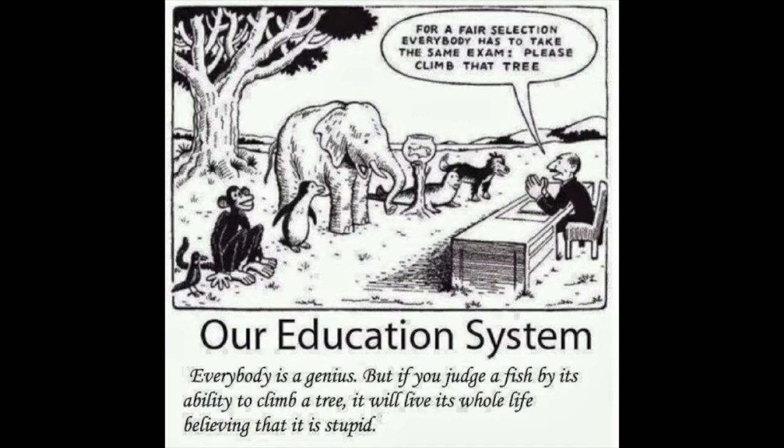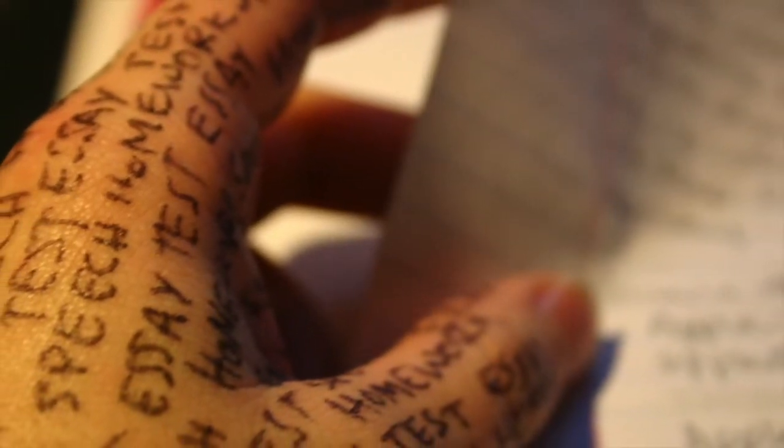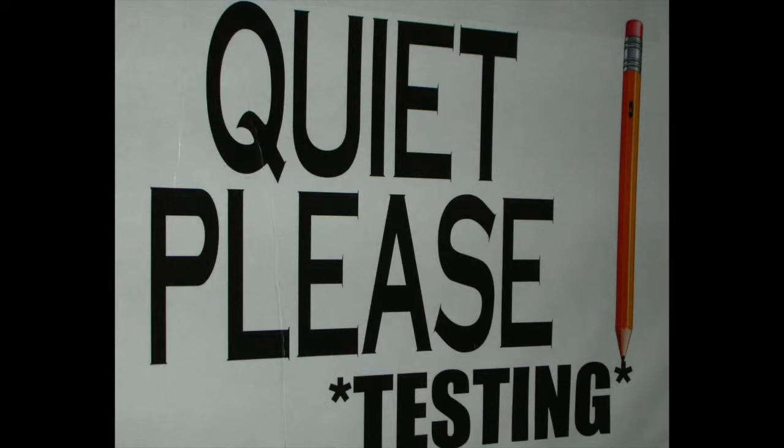Albert Einstein once said, "Everybody is a genius, but if you judge a fish by its ability to climb a tree, it will live its whole life believing that it is stupid." In today's society, we use a standardized test to judge all of our students. My action research proposal is about using differentiation for our assessments in order to get the best quality work out of our kids.